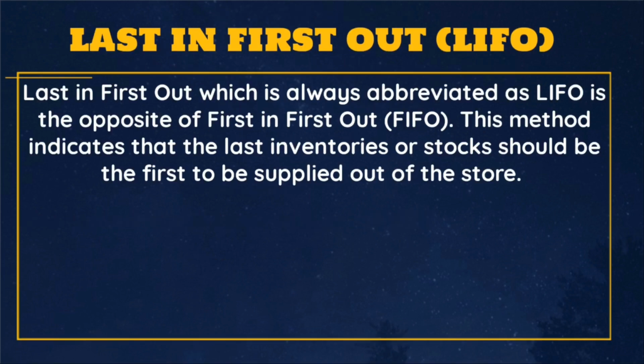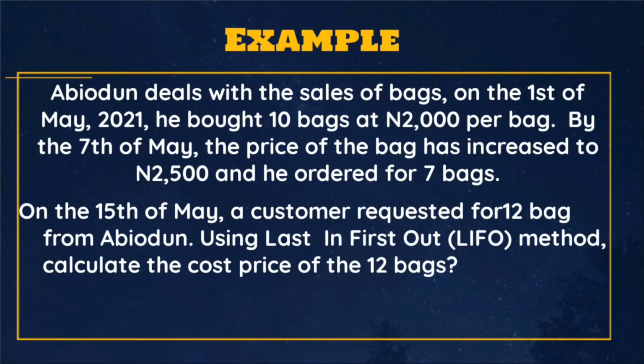So now let's take the LIFO method, which is last in, first out. This method is the opposite of FIFO, which means the last item that came into the store should be the first to be moved out of the store. So let's take the example. Using the same example of Abiodun Limited, on the 1st of May, he bought 10 bags at 2,000 naira per bag. By the 7th of May, the price of a bag has increased to 2,500 and he ordered 7 bags. On the 15th of May, he is to supply 12 bags out of the store. Using the LIFO method, we are to calculate the cost of the 12 bags.